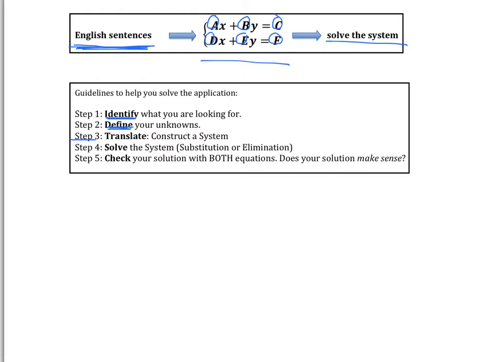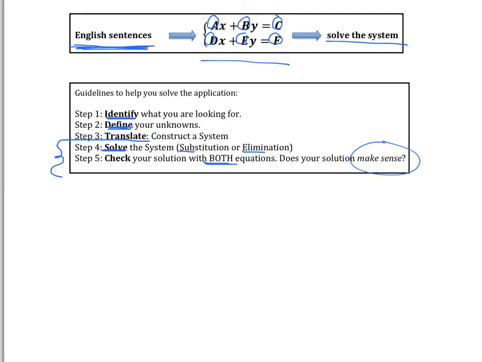And again, the challenge here is to translate the English sentences to construct a system of linear equations. And then finally, steps 4 and 5. This is what you've been working on. You're either going to solve this system by substitution or elimination. And then finally, you're going to check your answer with both equations. It has to satisfy both equations. And of course, ask yourself if this makes sense.